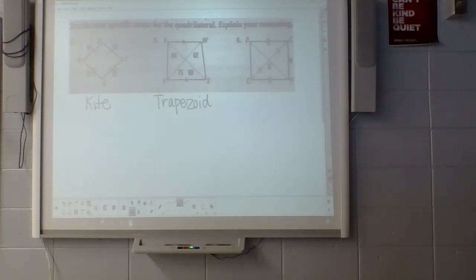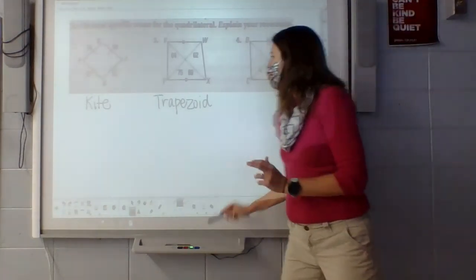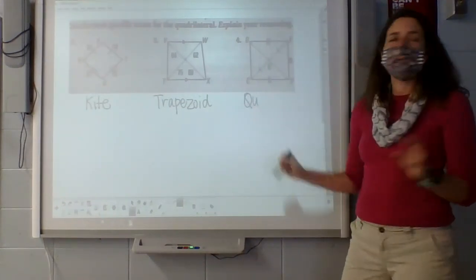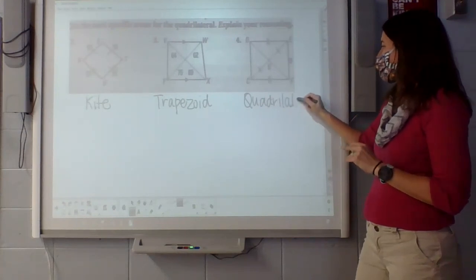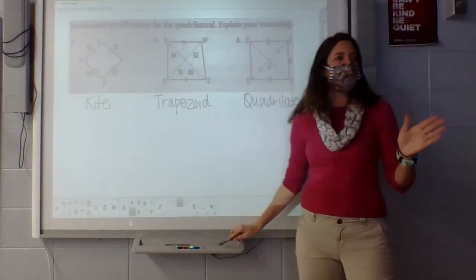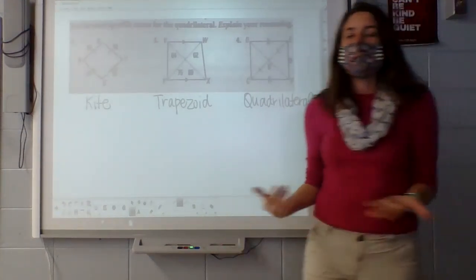Is it a rhombus? No gold star yet. Anyone know what we would call it? What would be the most specific name? Parallelogram. I don't know if anyone has it. Does anyone think they have it? Kite. I don't know if I've seen the right answer yet. Anyone think they have it? Triangle.